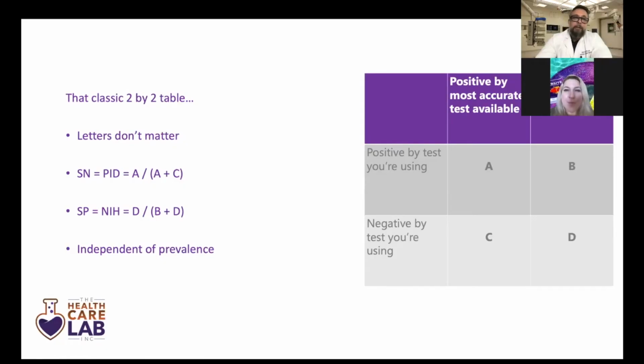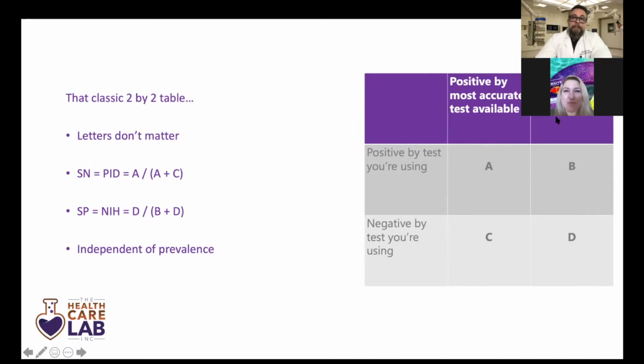So here's that classic 2x2 table. Again, the letters don't matter. A sensitive test is PID, positive in disease. So who are the people in this 2x2 chart who have disease? There are two groups of them. Now, in general, we write positive by the most accurate test available, and that is the gold standard test. There can be no better test. That may be autopsy, which isn't really practical because they didn't make it if they got to autopsy, or something similar.